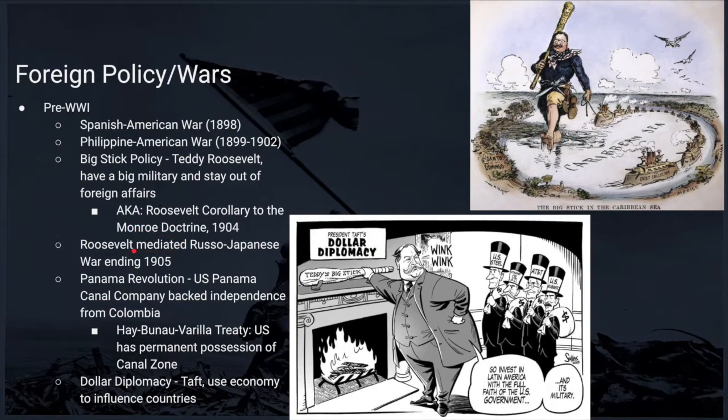We also have Roosevelt, Teddy Roosevelt again. He's going to mediate peace in the Russo-Japanese War in 1905. Okay, the Ruskies and the Japanese are going to go to war over Port Arthur, a bit of territory, and they are going to have Roosevelt, who is president of the U.S., obviously, mediate that peace between these two countries, showing a shift from isolationism to kind of getting involved in global affairs.